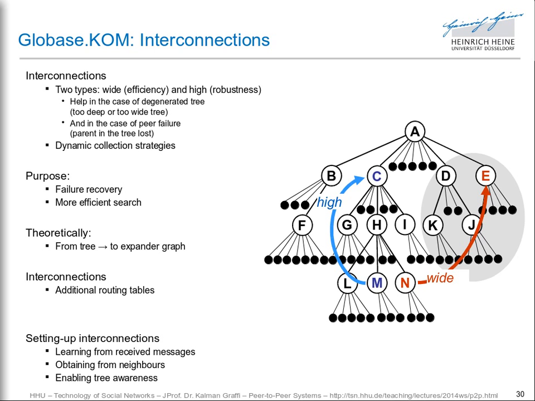So, how do we get new connections, new interconnections? We just learn from received messages or obtain them from neighbors. Also, it's only a recommendation, so there does not exist a fixed number of interconnections each node must maintain. We just learn from other peers by getting information.